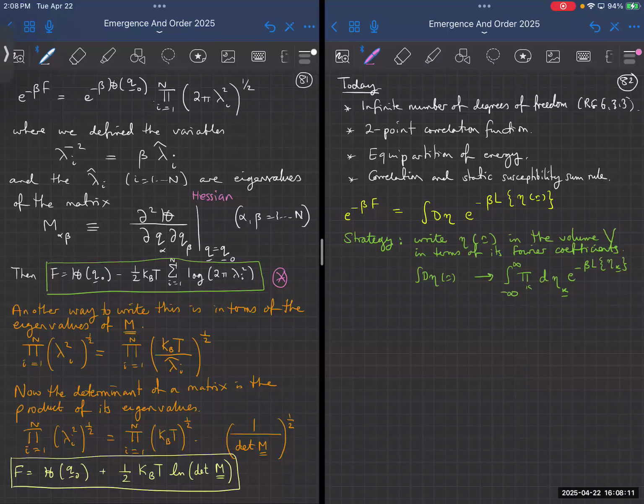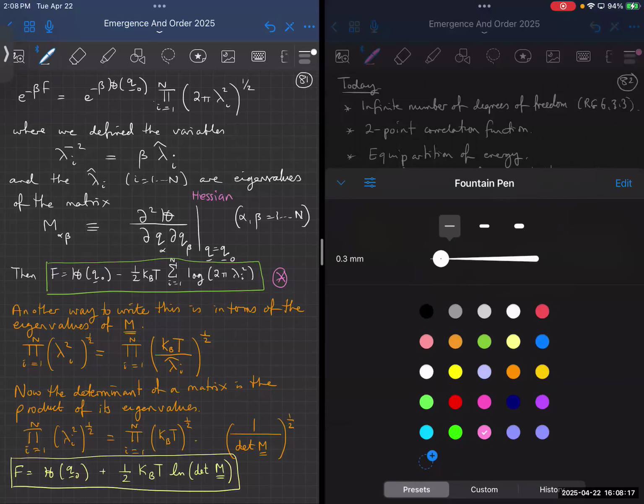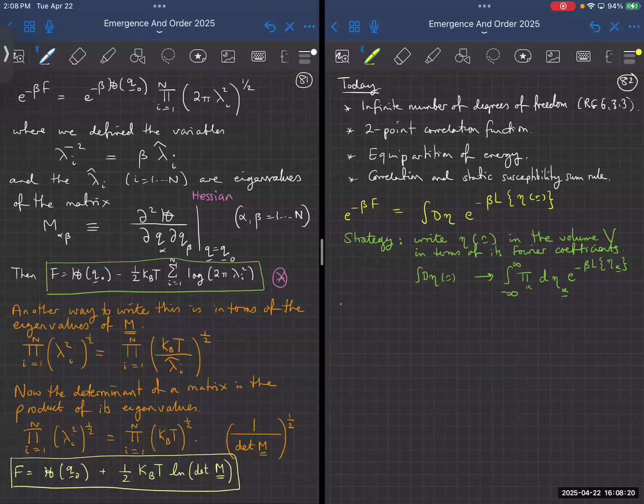So let's now do this computation. We're going to work with the fact that we have a Landau free energy, which is the integral d^d r. I'm going to write it as a half grad eta squared plus f of eta.